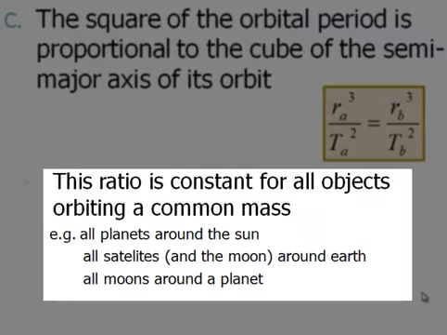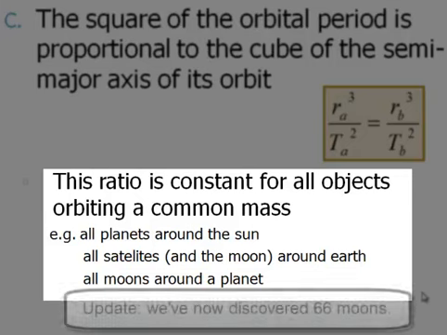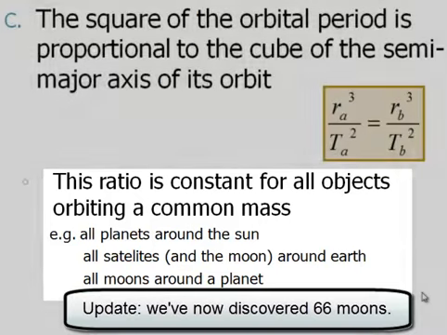Now, this ratio is constant for all of the objects that orbit a common mass. So for each of the planets that surround our sun, or all the satellites and our own moon that surround Earth, or for all the moons that go around a planet, for instance, all 63 of them that go around Jupiter.